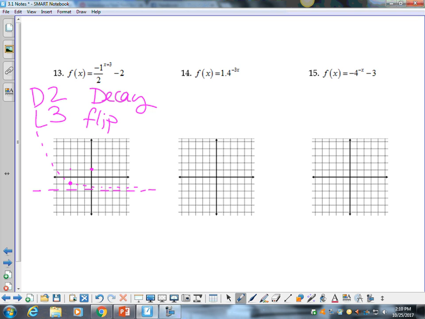Okay, now I got to flip him. So if he's 1 point above, he's going to flip and become 1 point below. And then I just mirror image that. And now I need to know where I am. 1, 2, 3. Are we good? Talk to me about number 14.